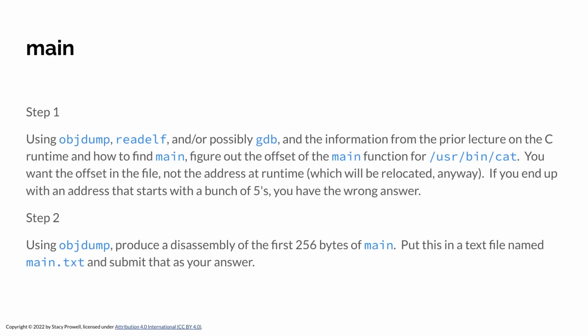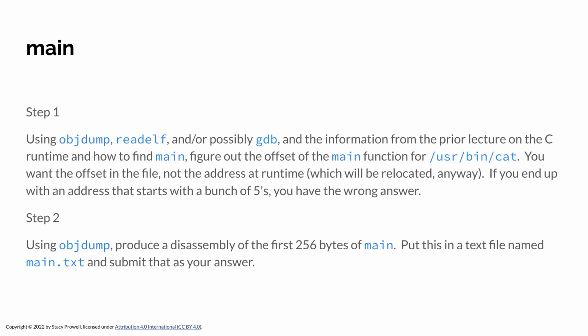All right, new homework. Step 1 here. I want you to go use objdump, readelf, GDB, whatever you like to use. I don't care, in this case, what you use. And I want you to use the information from the prior lecture on the C runtime to go and find main. So we talked about how to find main when we talked about the entry point, and then something got moved into RDI and how that mapped into the AMD64 ABI, all that good stuff.